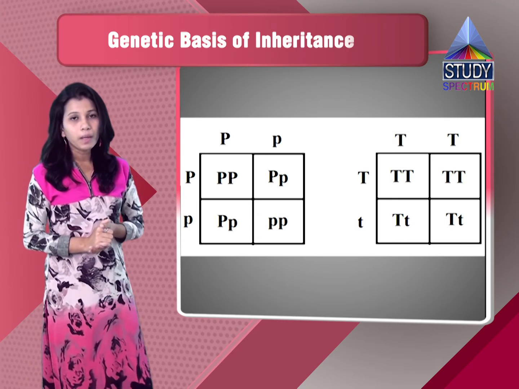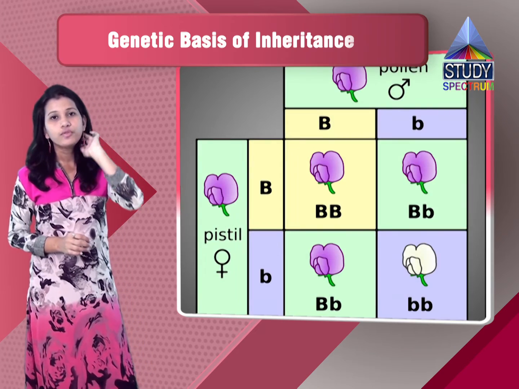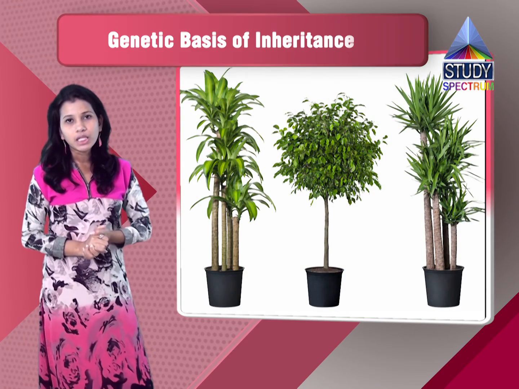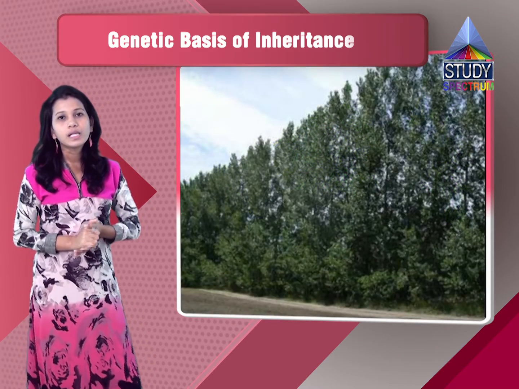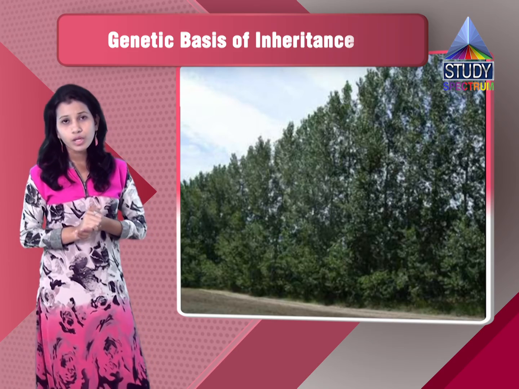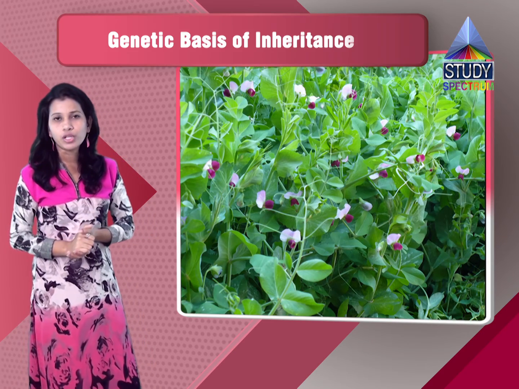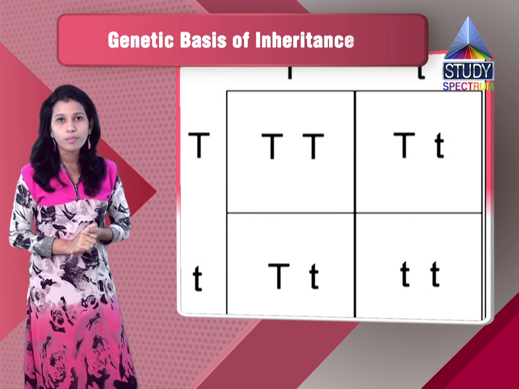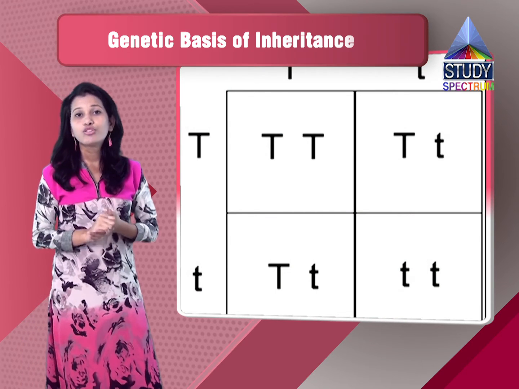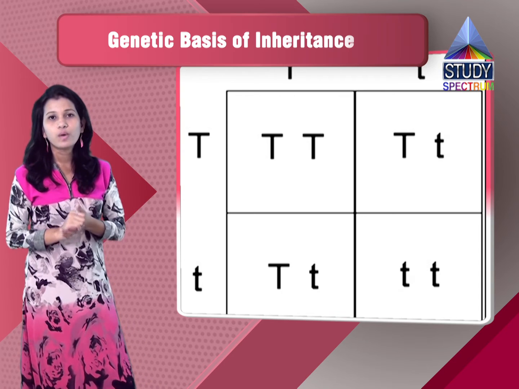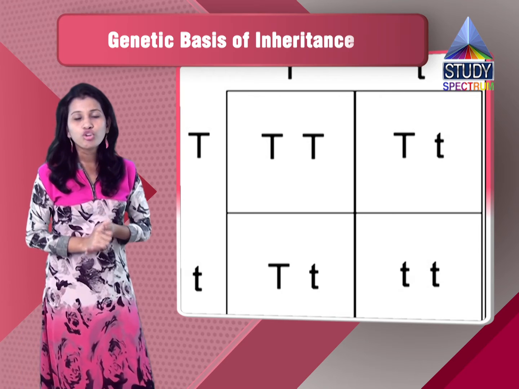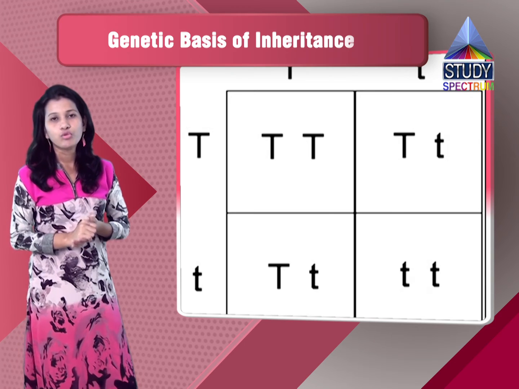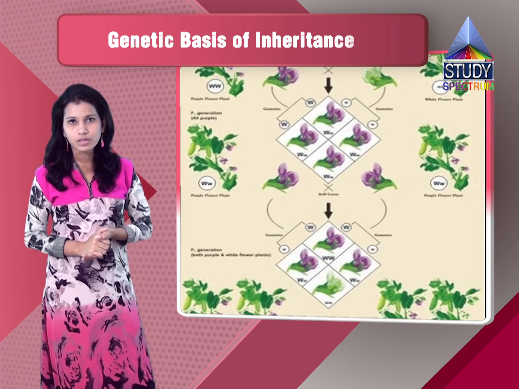And genotypically, the genotypes of the tall plants are different. For pure tall it will be capital T capital T, for hybrid tall it will be capital T small t, and for pure dwarf it will be small t small t. So the genotypic ratio will be 1 capital T capital T is to 2 capital T small t is to 1 small t small t. So the genotypic ratio will be 1:2:1. And hence we can explain the monohybrid cross using this diagrammatic representation.